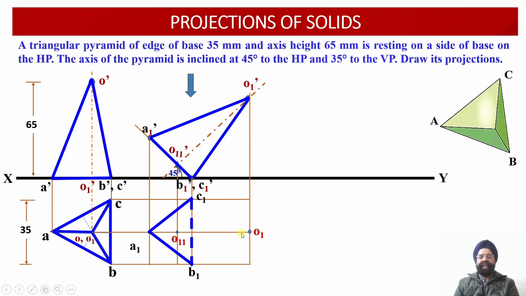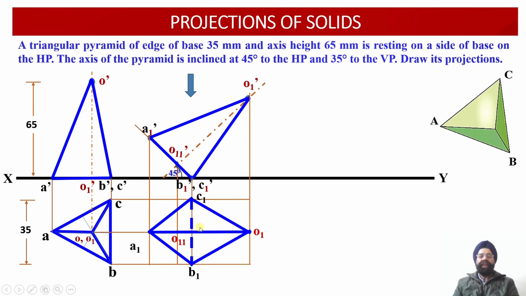Similarly, as I told you earlier, we need to join O1 with A1, O1 with B1 and O1 with C1 also. So now O1 A1, O1 B1 and O1 C1 have been joined. Again, any edge joined with B1 and C1 should have been drawn dotted. But O1 B1 is falling on the boundary, so this has to be drawn dark. Similarly, O1 C1 is also lying on the boundary of the solid, so this will not be drawn dotted, rather it will be drawn dark.